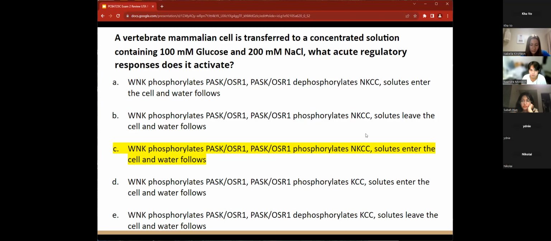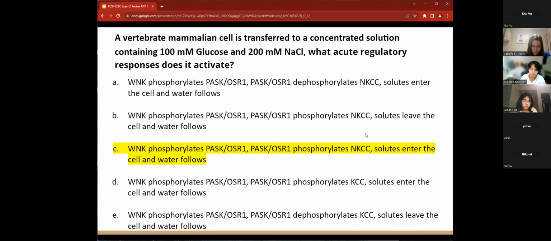So remember the osmolarity of the NaCl would be multiplied by 2 because there are 2 moles of solutes. So in this case, it would be 400 milliosmolar plus 100 milliosmolar, so it's going to be 500 milliosmolarity for the solution. And the vertebrate mammalian cell has a milliosmolarity of 300. Because the milliosmolarity of the solution is higher, that's going to cause water to move out of the cell into the solution. And what occurs? Cell shrinkage.